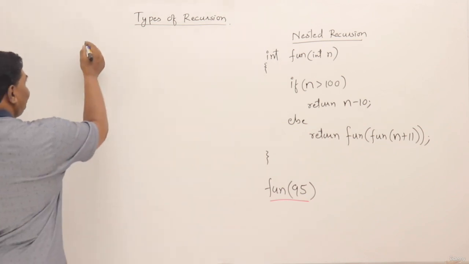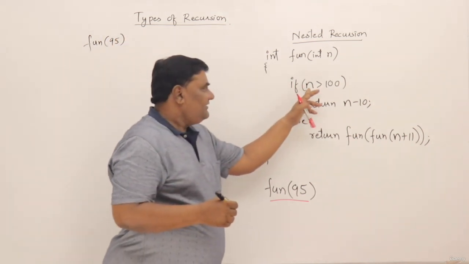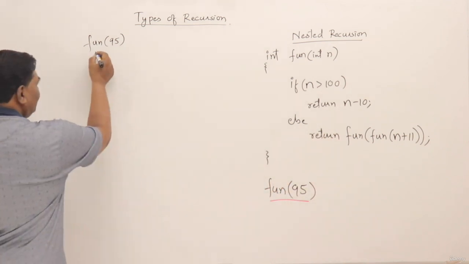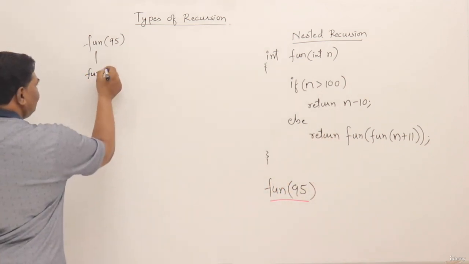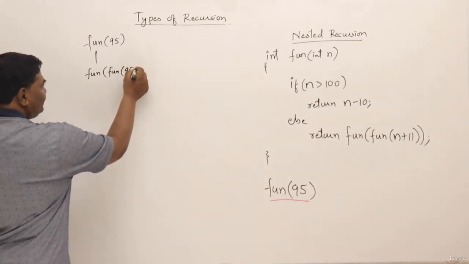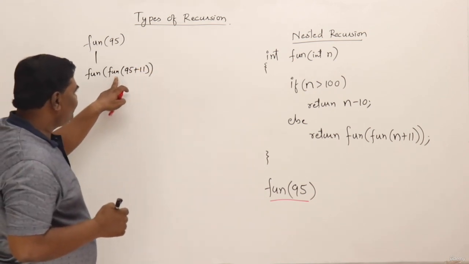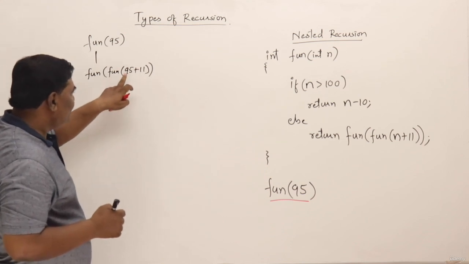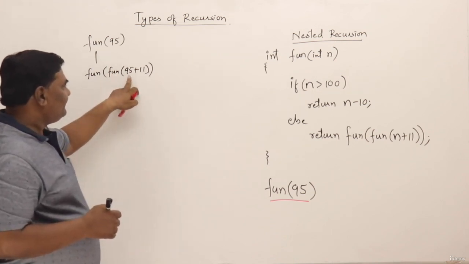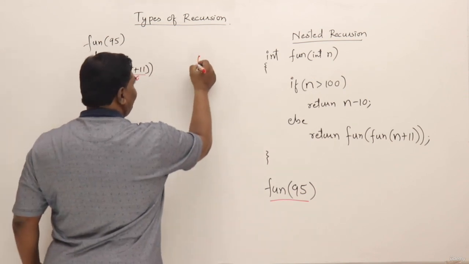So let us start. First function call, fun of 95. Is 95 greater than 100? No. Then it will enter into the else part. So in else, it will call itself again by passing fun and again fun of 95 plus 11. That is 106. So first of all, I should know the result of this one. Then I can use that value as a parameter for this function call. Let me evaluate this one first. See, fun of this is 106. So fun of 106.